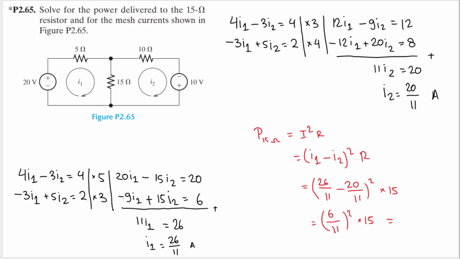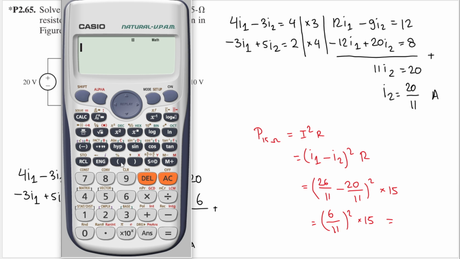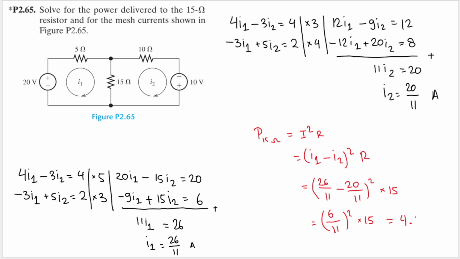Let's get our calculator here. Okay, so we will have 6 over 11 squared, then multiplied by 15. And let's get it into a decimal number, not a rational number. So I will have 4.46. Okay, 4.46. And the unit here will be watts. And that is the final answer for this problem.